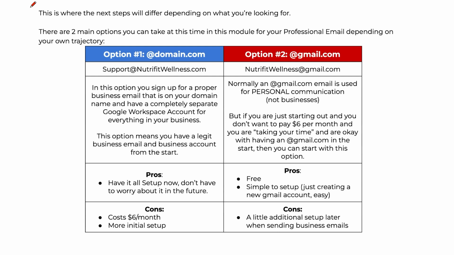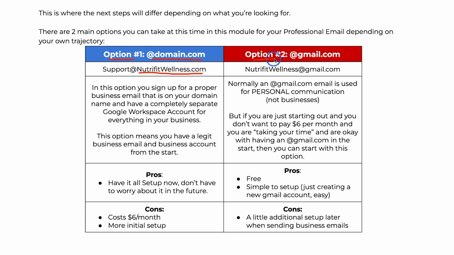So let me explain both of these options right now. Option number 1 is for you to get a professional business email address on your own domain name, okay? So that's going to be, for example, support or help or team at, let's say in this case, nutrifitwellness.com, right? Whenever you're emailing a big company, they have their email on their own domain, okay? So that is option number 1, which is at yourowndomain.com.